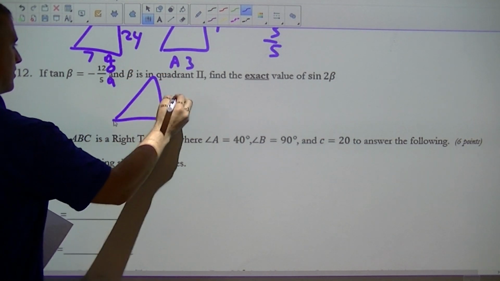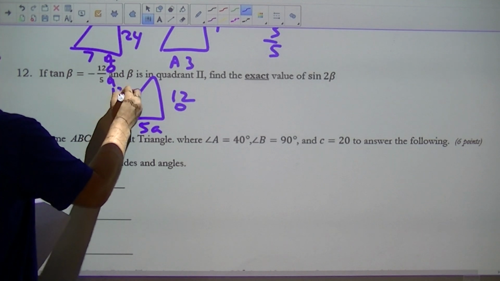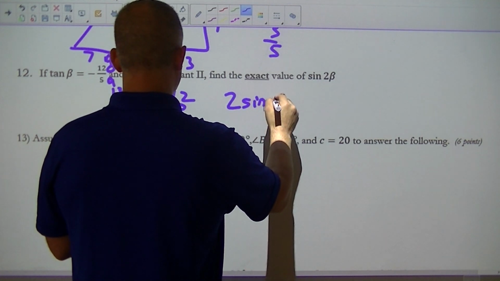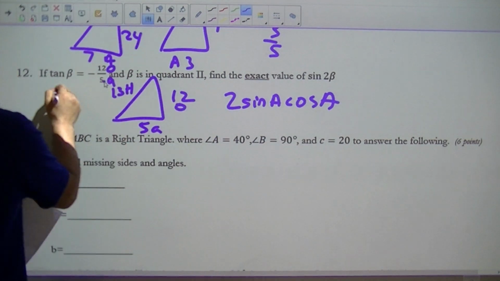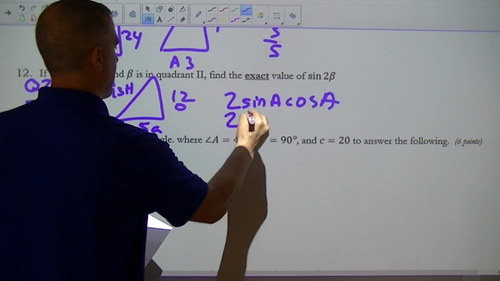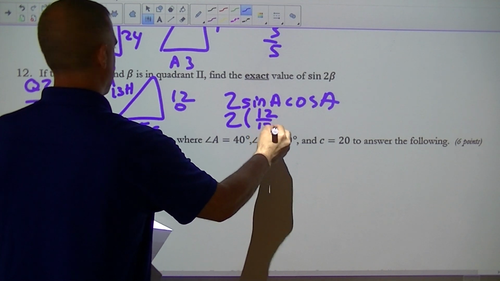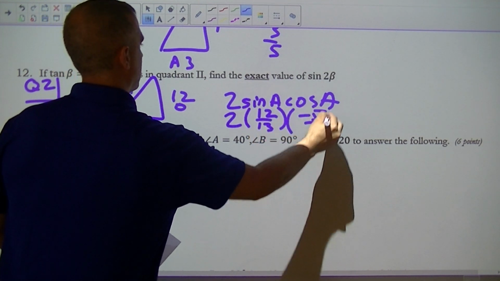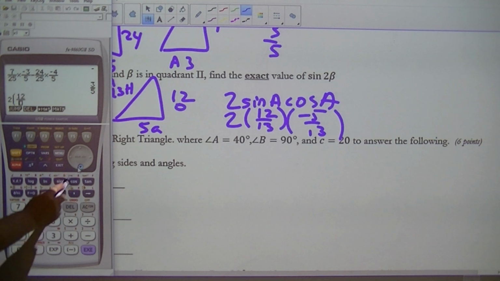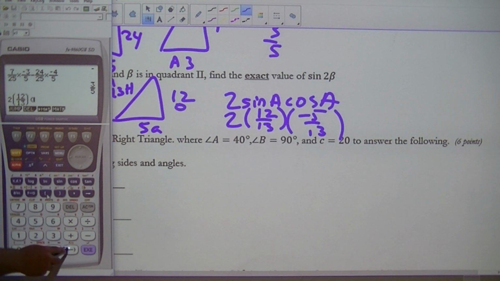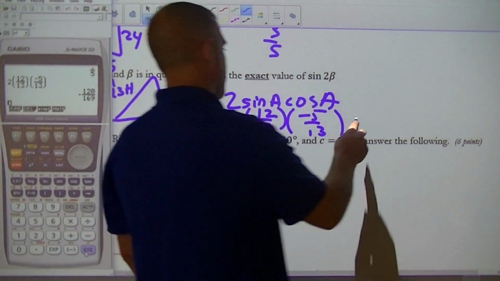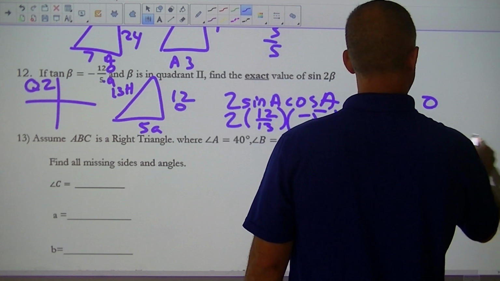O and A. This has to be 13, which is the hypotenuse. All right, the sine 2B would be 2 sine A cosine A. This is a quad 2 triangle. So the sine will be positive, cosine will be negative. And that's because it's right here. Negative 120 over 169.